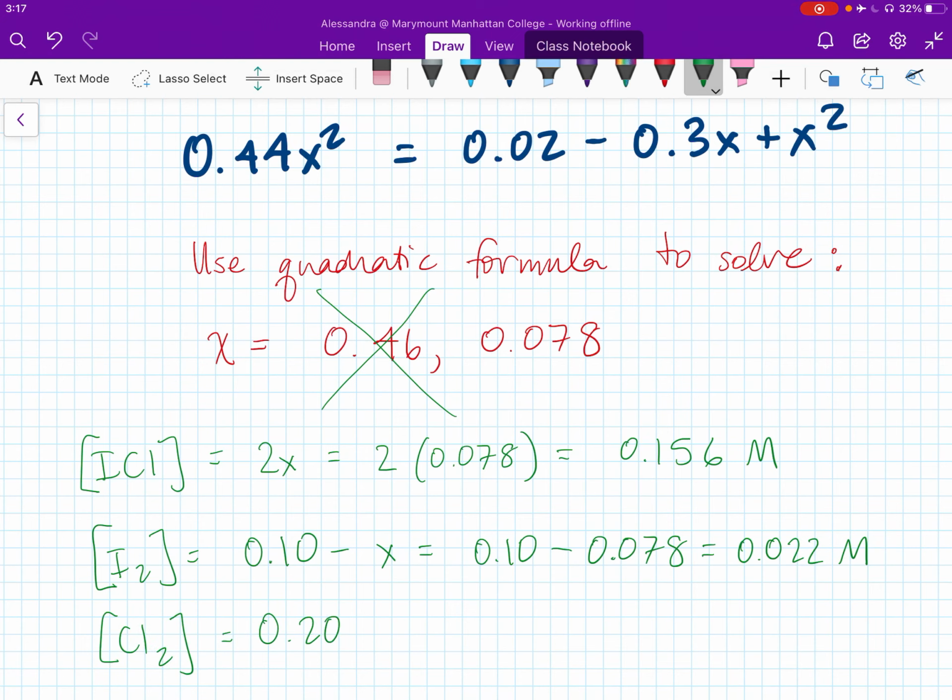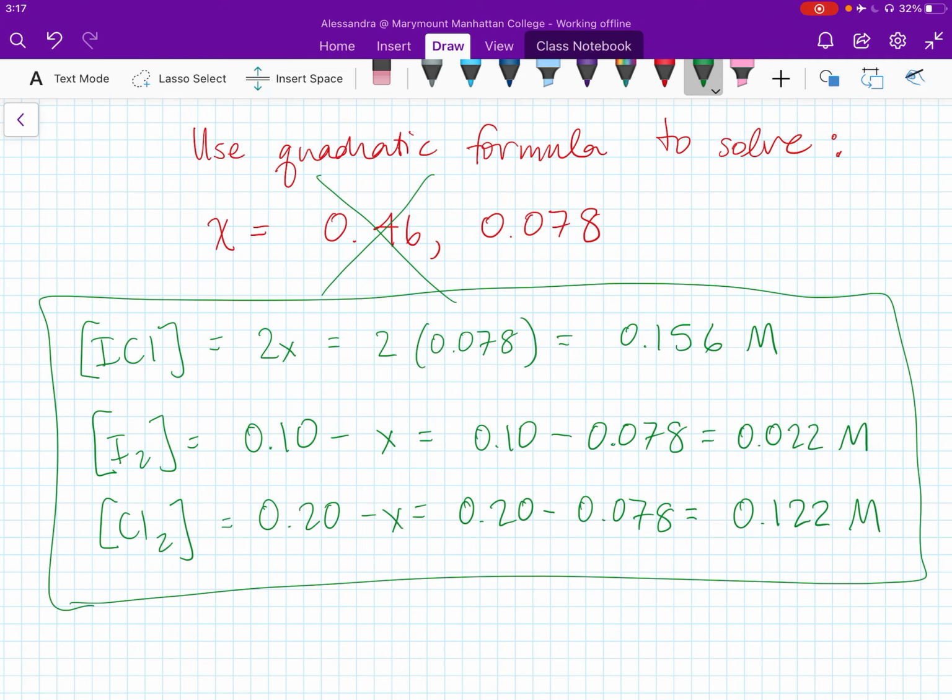So this is about as tricky as an equilibrium calculation is going to get for us this semester.